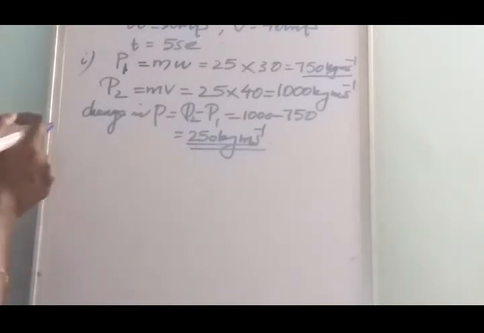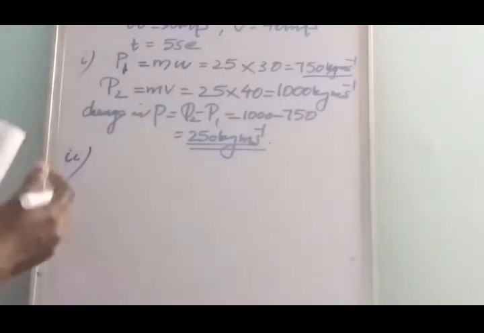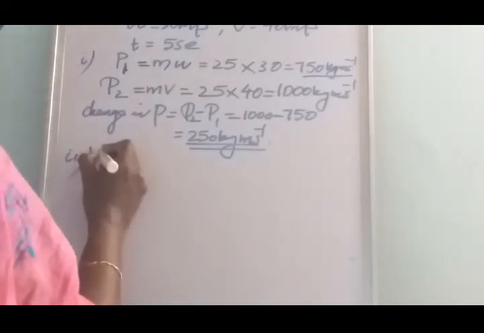Next, the second part: we have to find the rate of change of momentum. You know what the rate of change of momentum is? Change in momentum divided by time.